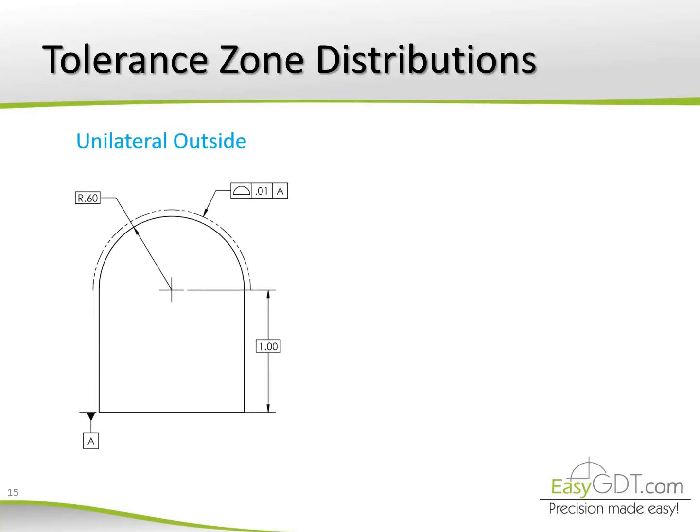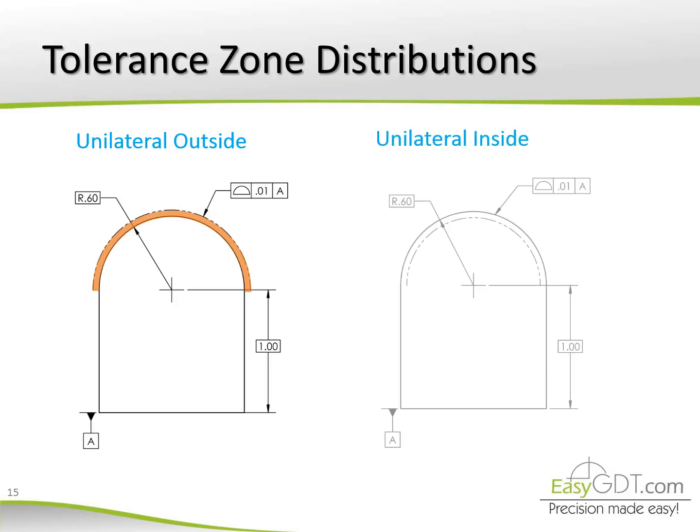Unilateral outside. The tolerance zone is a uniform boundary of 0.01 in this case, and is fully outwardly of ideal profile. Note the phantom line is located outside the ideal profile, indicating the direction of the tolerance zone. Unilateral inside. The tolerance zone is a uniform boundary distributed entirely into the ideal profile, as indicated by the phantom line.